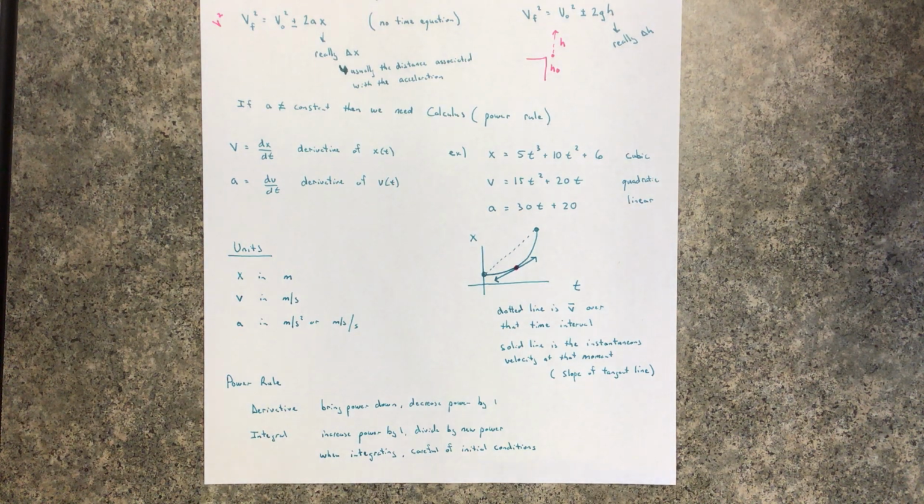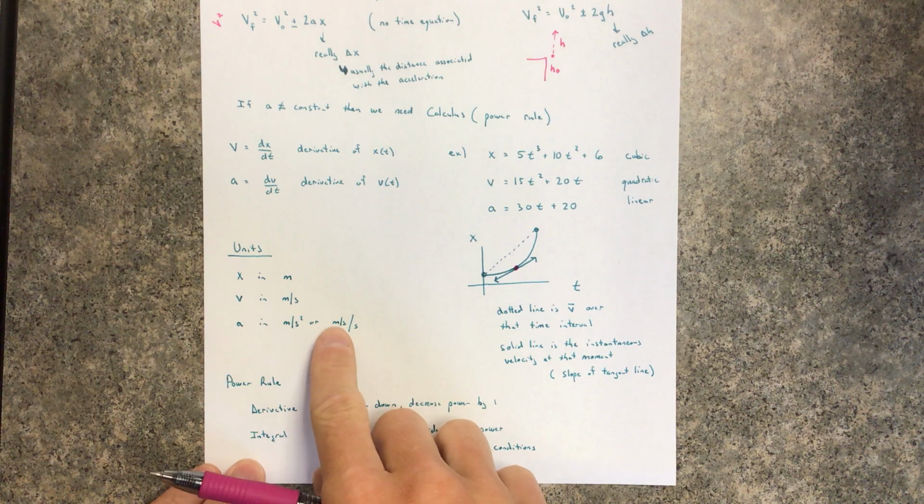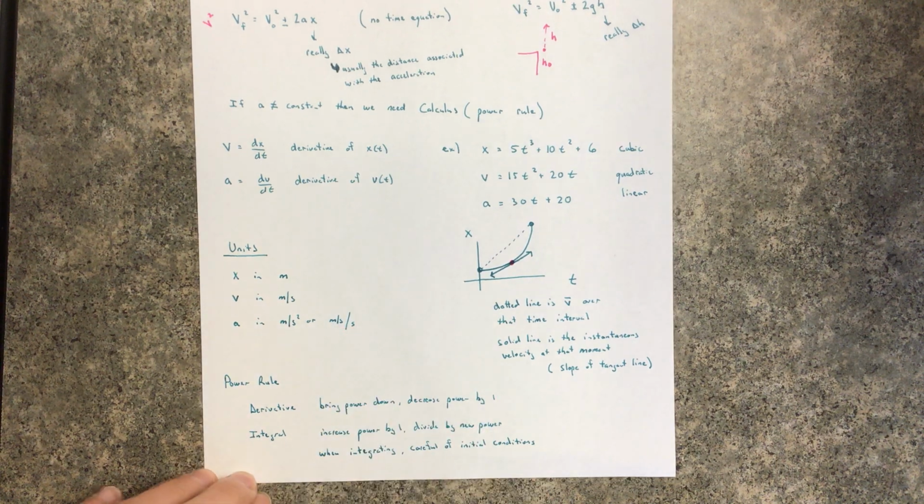The units are really important in the dimensions. Certainly the units of position is meters. Velocity should be in meters per second. Accelerations are in meters per second squared, or meters per second per second. Remember, that's what an acceleration is. It's changing a velocity over time.